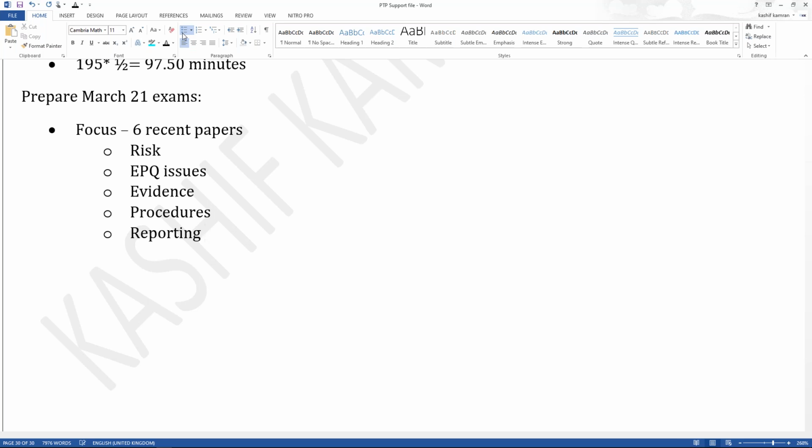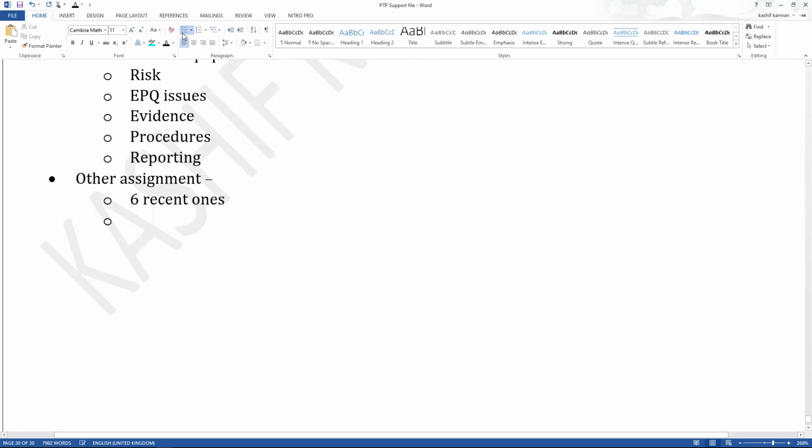Now, for other assignments, you need to focus on the 6 recent ones. But in the 6 recent ones, you will find very few papers for other assignments. So you need to go to the old papers recommended during the webinar. I hope you have taken notes of that. So for other assignments, the 6 recent ones, but you will get very few where other assignments have come. So the old papers recommended during the webinar would be good.